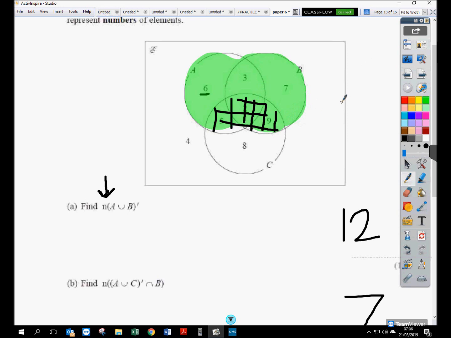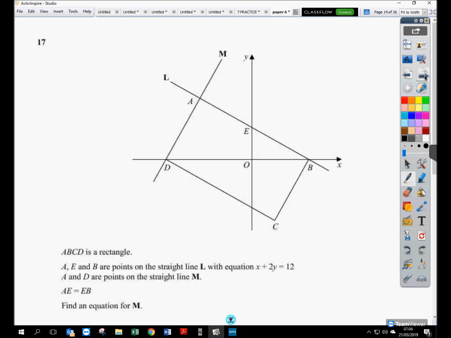It's in A union B and it's in C. So not the green bit, it's just this bit here that is the answer to the question. Okay, next question.